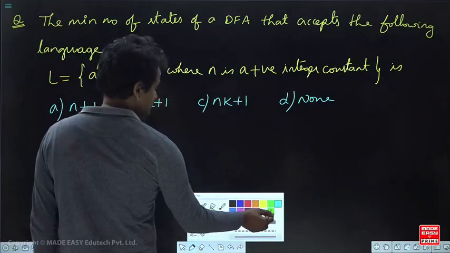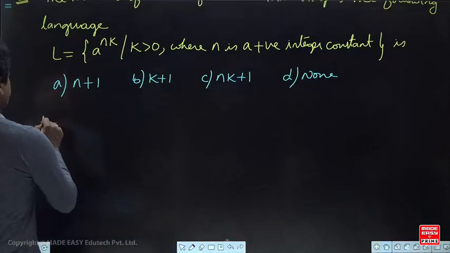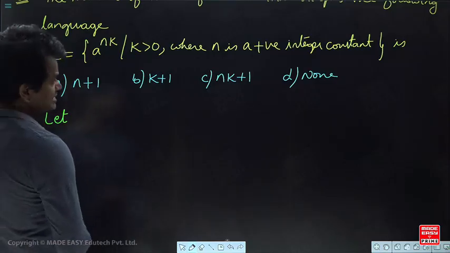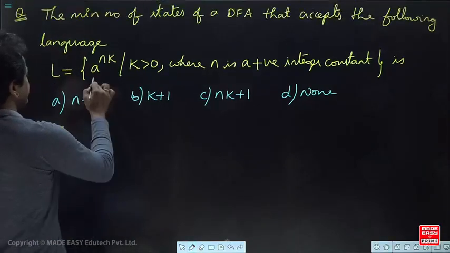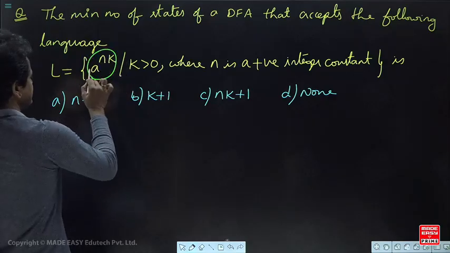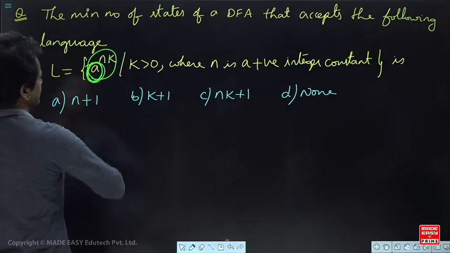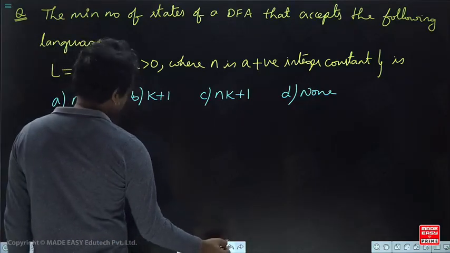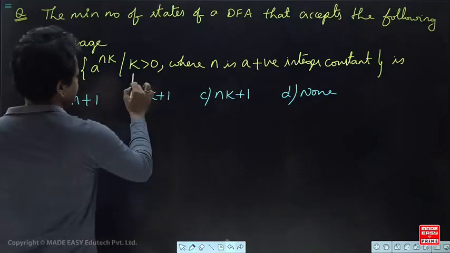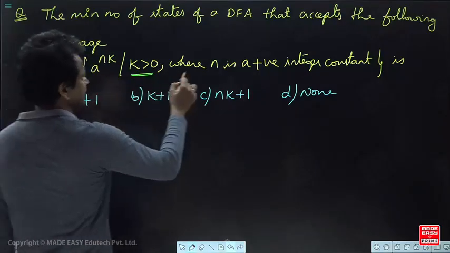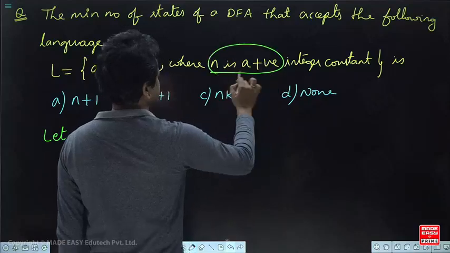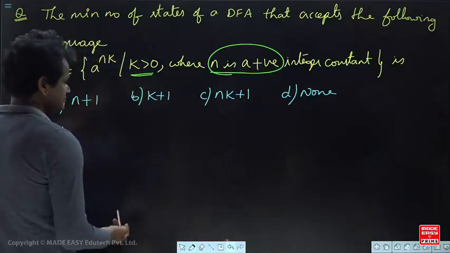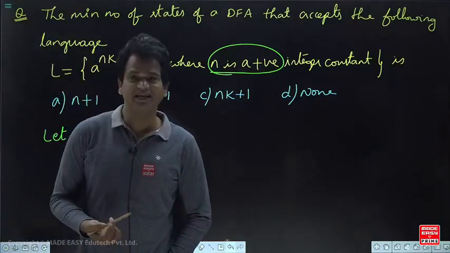Now listen guys. Did you understand this language? L is a power nk means the input symbols are only A's. Only A's. There is no B. It is unary. Only input symbol is A. And K is a variable, where n is a positive integer constant. N is a constant. That means n can be 1, or n can be 2, or n can be 3, n can be 4.